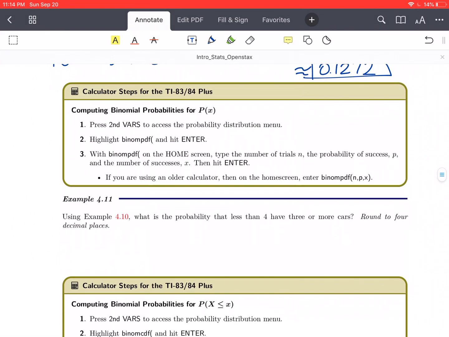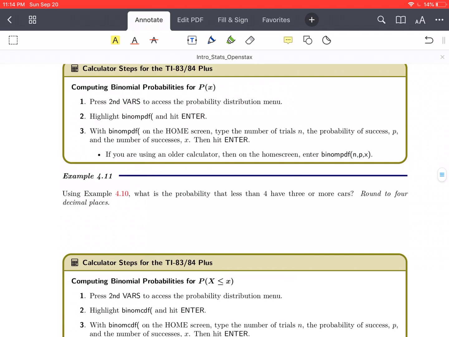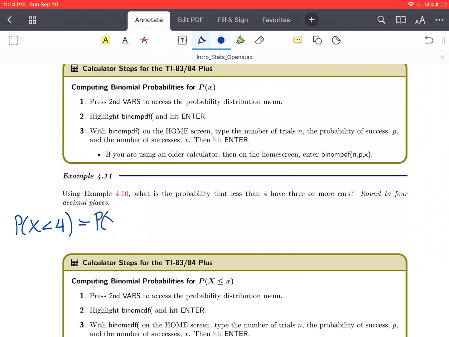So in the next example, it asks, what is the probability that less than 4 have 3 or more cars? So probability that x is less than 4. In order to find this, if we were going to do it manually, you'd have to get the probability that it's 0 households, the probability that there's 1 household, plus the probability that there's 2, plus the probability that there's 3. These are all the possible outcomes less than 4.